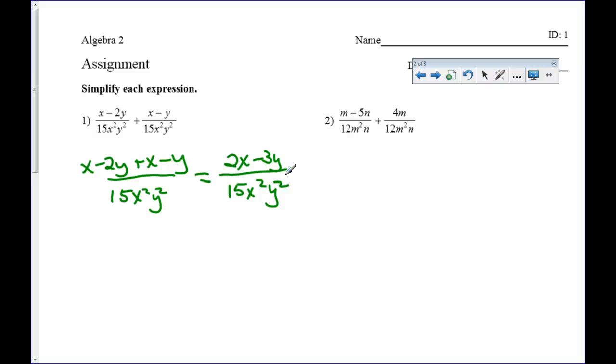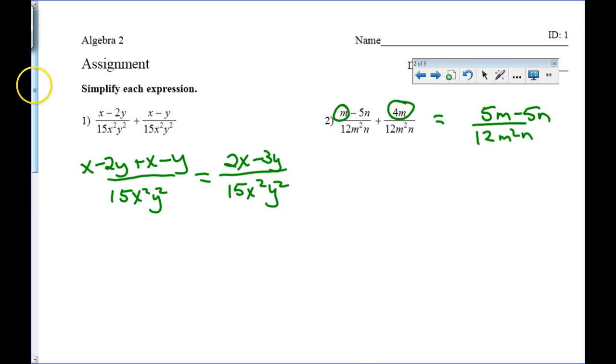Okay? I'm going to take a minute to stop the video, and I want you guys to do this one by yourself. All right? Okay, so what you guys should have gotten on this one is 5m minus 5n over 12m squared n. Okay? Because these two right here could have been combined.